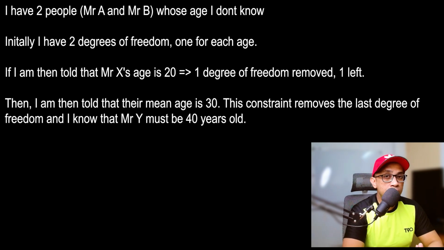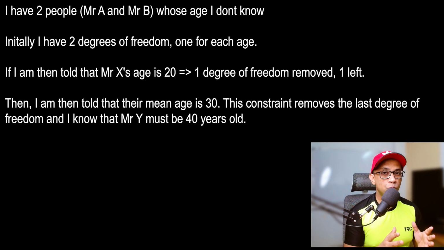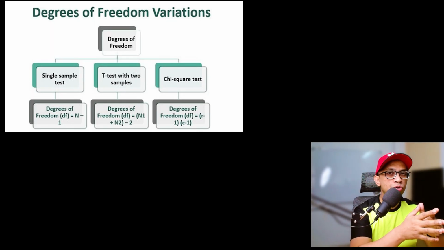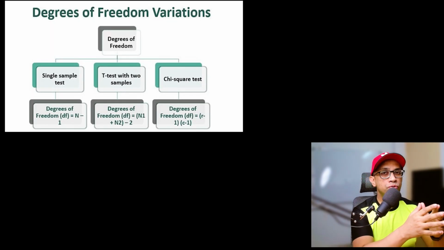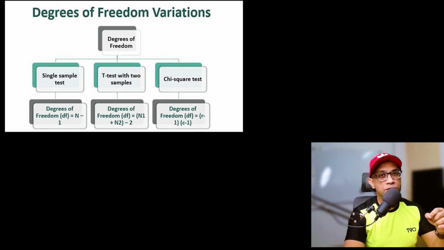And then I am told that the mean age, that is the average age of both of them, is 30. This constraint removes the last degree of freedom, and now I know that Mr. Y must be 40 years old. So each time you find out or set something about the system you are working with, such as a value or a parameter, such as the mean average illustrated here, this decreases the number of degrees of freedom by 1.